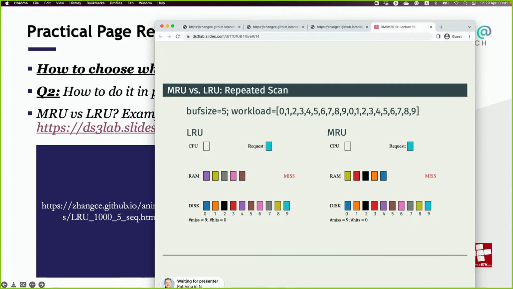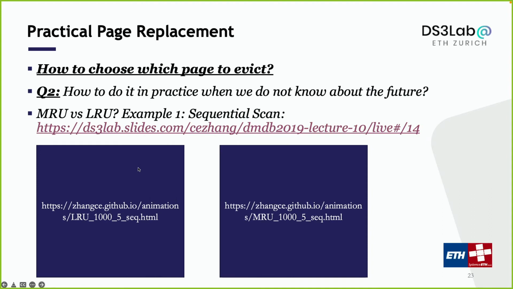And then what's powerful about MRU is when you start the second round of this sequential scan, when you read the blue page again, you can see for LRU, this blue page is not in the buffer, but for the MRU, the blue page is actually inside the buffer. Essentially, when you have this repeated sequential scan, you can see the difference between MRU and LRU, where MRU is going to give you more buffer hits. Okay? So this is just one such example. And then the trade-off between LRU and MRU heavily depends on your workload.